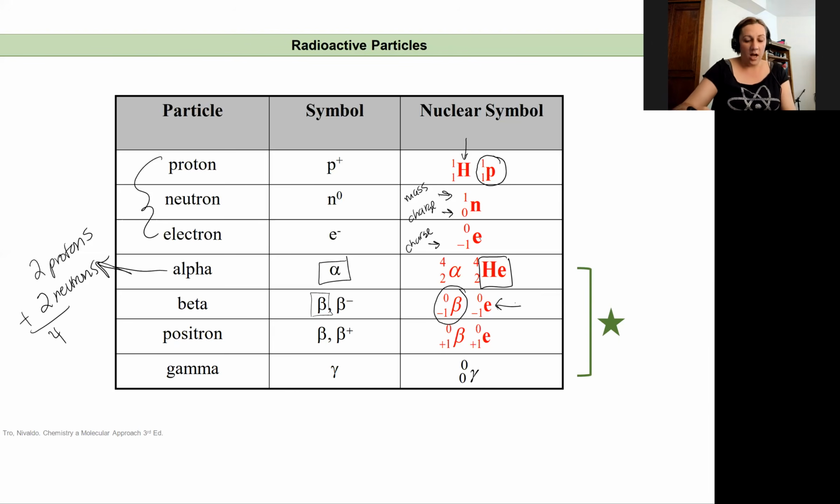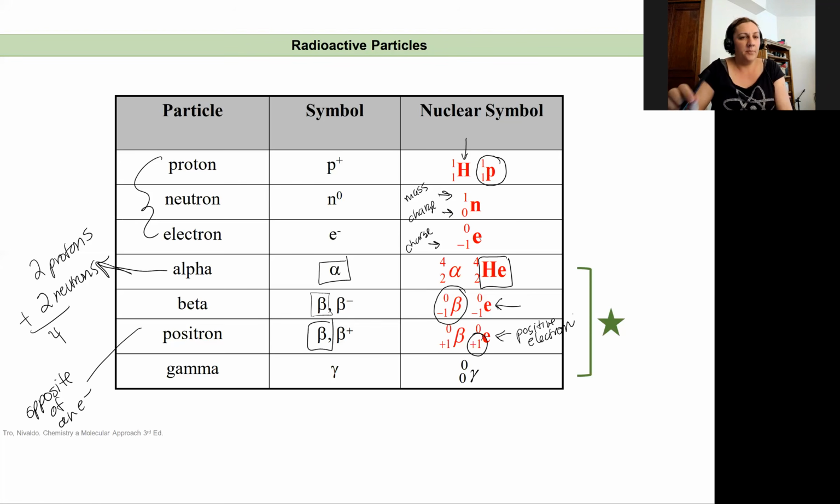Now, a positron is also going to use the beta symbol, because it is also something with a negligible mass. And this time, instead of a -1 charge, it has a +1 charge. So it's basically the opposite of an electron. And so the way you can write it is either with the beta symbol with a +1 charge, or an electron symbol with a +1 charge. So you're saying it's basically a positive electron when you write it that way. And again, either's fine.